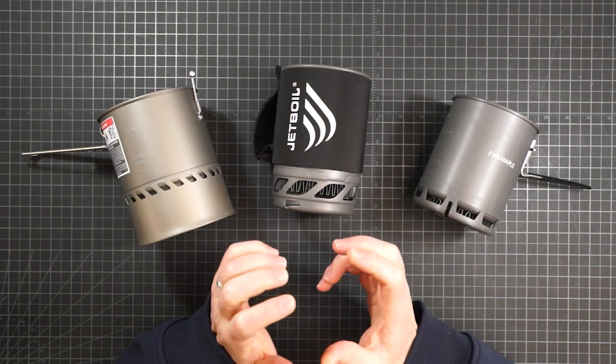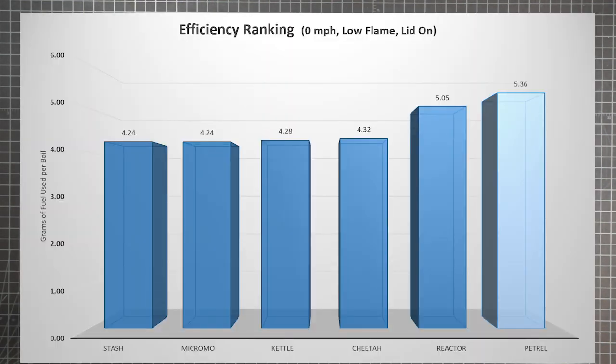We can begin comparing the systems to each other. To that end, I created a series of efficiency rankings beginning on low flame at 0 miles per hour. So within the margin of error, the Stash, MicroMo, and Kettle systems are all essentially tied for first place, with the Cheetah very close behind. The reactor is a ways behind them, and the Petrel was last.